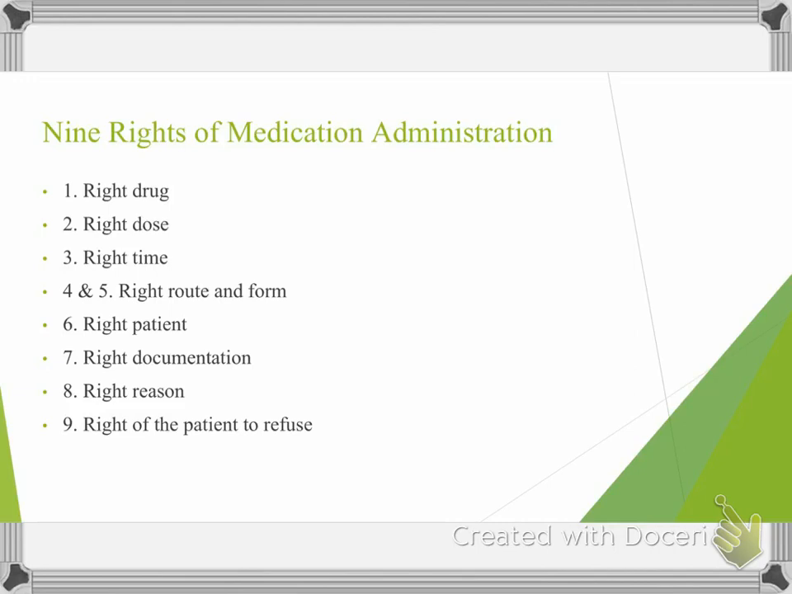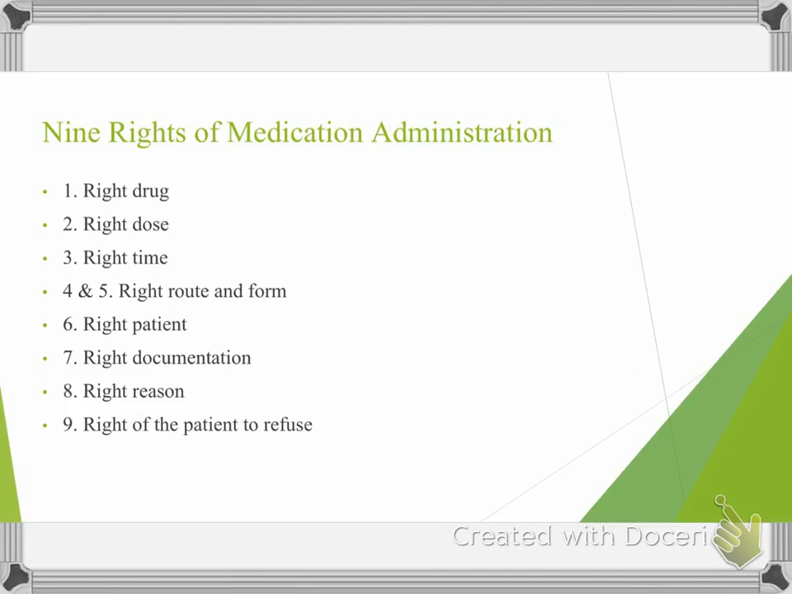You have the prescribing information, then you have the 9 rights of medication administration. First is the right drug. Lots of drugs look alike and sound alike, so make sure you have the right one. The right dose: no trailing zeros, and use a 0 before the decimal. If you have a trailing 0, it'll look like 10 times more, and if you use a 0 before the decimal, they'll notice that there is a decimal.